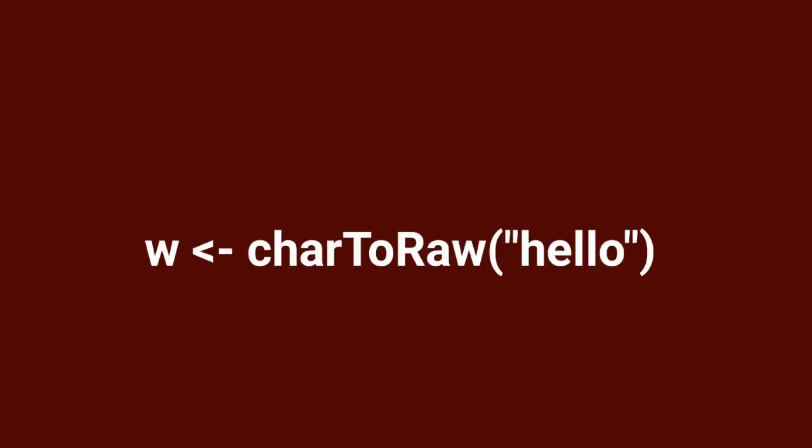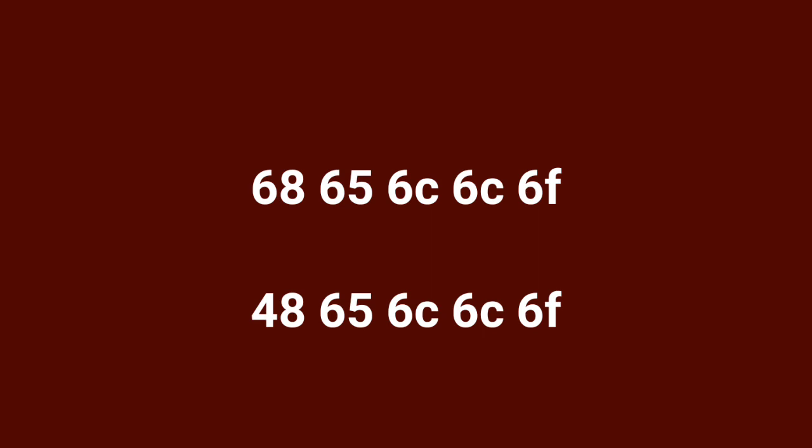Say for example there is a variable called w and "hello" is stored in w with the help of the function charToRaw. So when we run and call w, the output would be 68, 65, 6c, 6c, 6f. When we pass capital H in "Hello", the output would be 48, 65, 6c, 6c, 6f. So friends, this way these are the 6 data types in R.